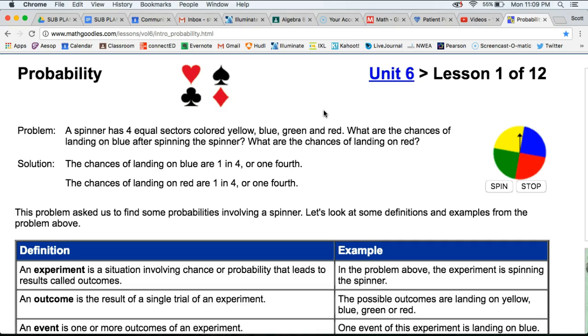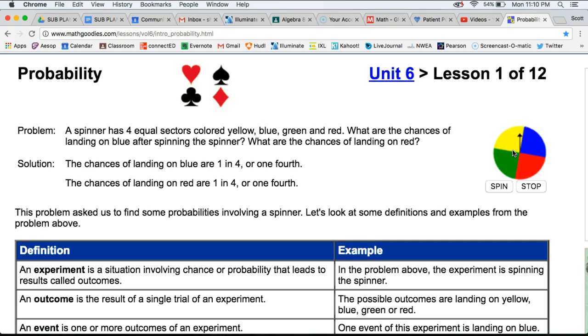So, probability. Here's a problem. A spinner, off to the side here, has 4 equal sectors: yellow, blue, green, red. What are the chances of landing on blue after spinning the spinner, and what are the chances of landing on red? So, let's see. If I actually spin this thing, there's a spin, and I can stop it whenever, and it lands on green. Okay, so if I spin it again, now there's a difference between an experiment and a trial. So again, and that lands on yellow. Okay, I'm looking for blue or red. You can tell by the circle, it looks like a Simon game. I don't know if you've ever played that.